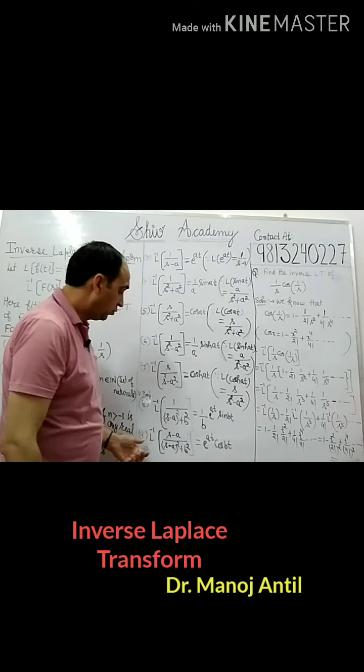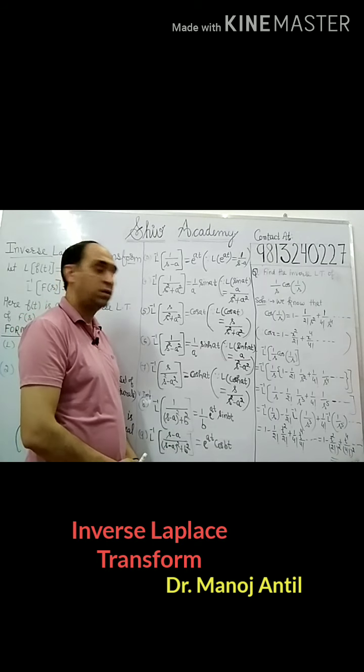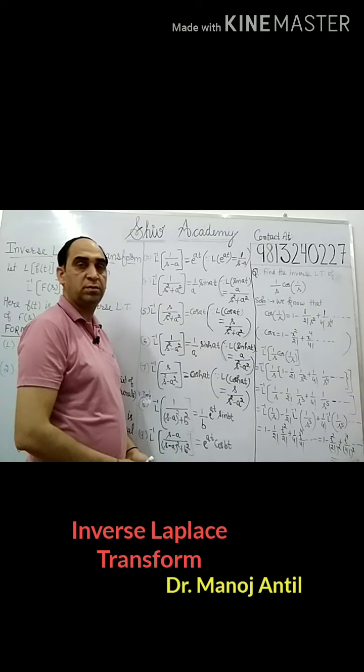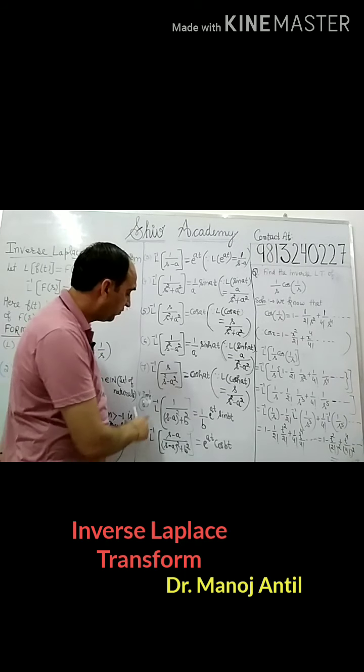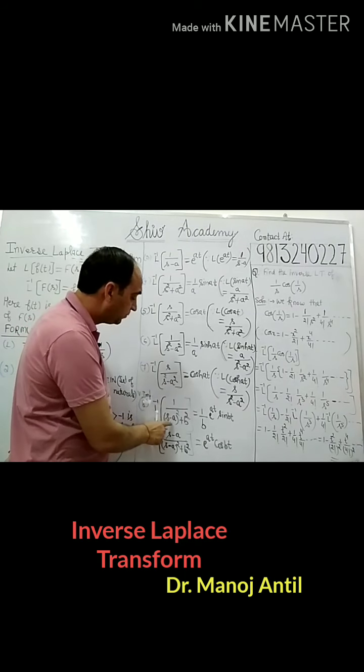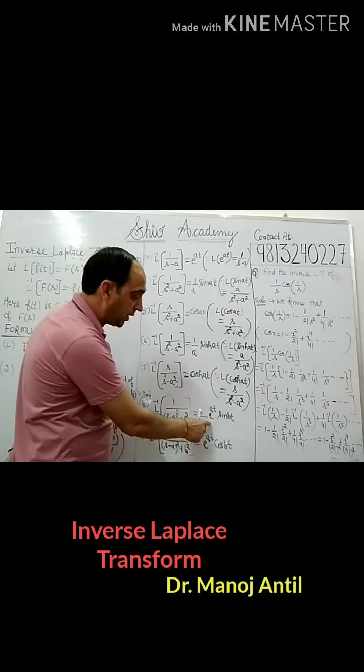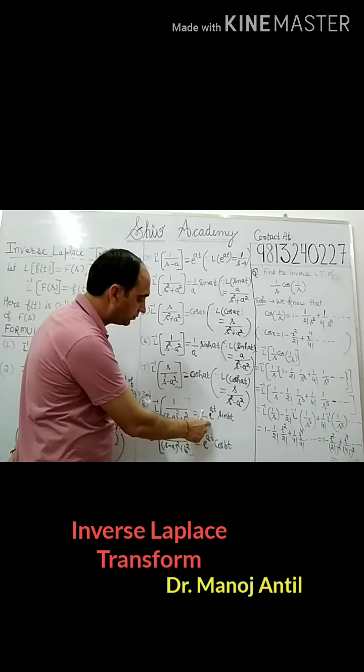Dear students, there are two important formulas. In the Laplace transform, we discussed the first shifting property. According to the first shifting property, we can write L inverse of 1 by, look at this, s minus a instead of s. So we multiply by e to the power at on the right side.